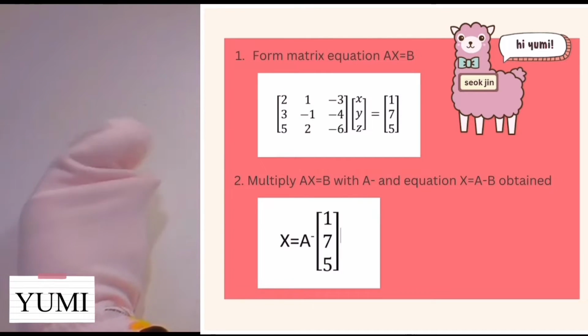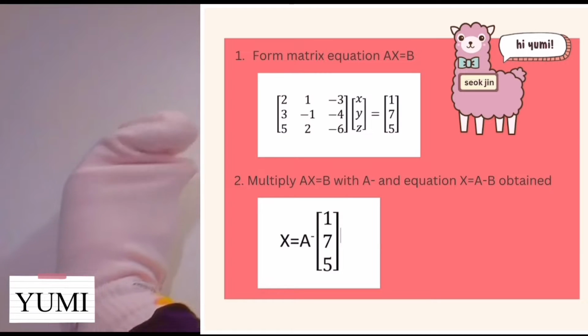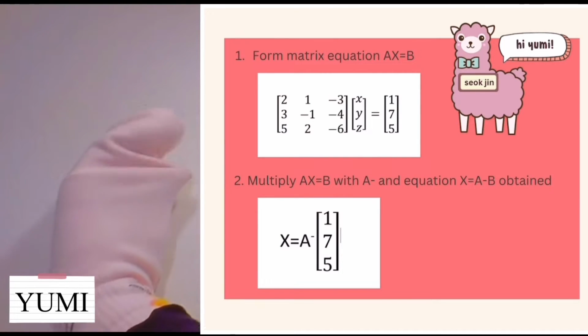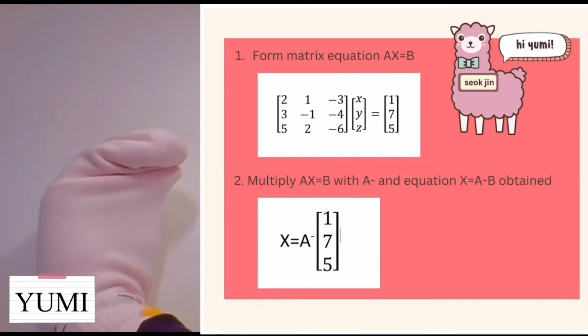The first step is forming the matrix equation AX equals B, and then multiplying AX equals B by A inverse. And we will obtain the matrix equation X equals A inverse B.